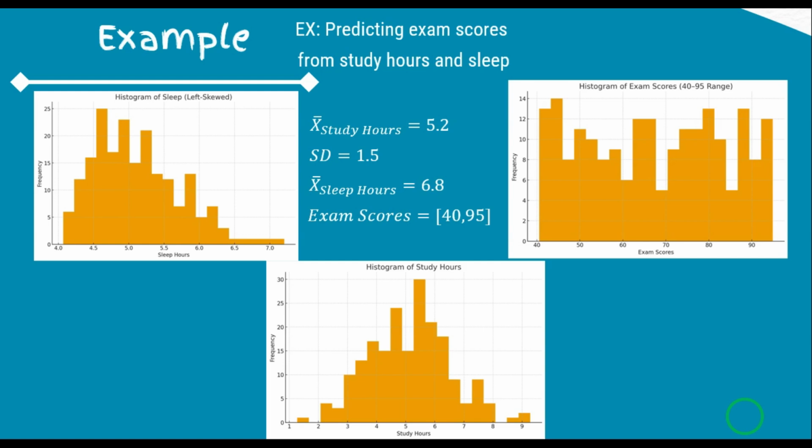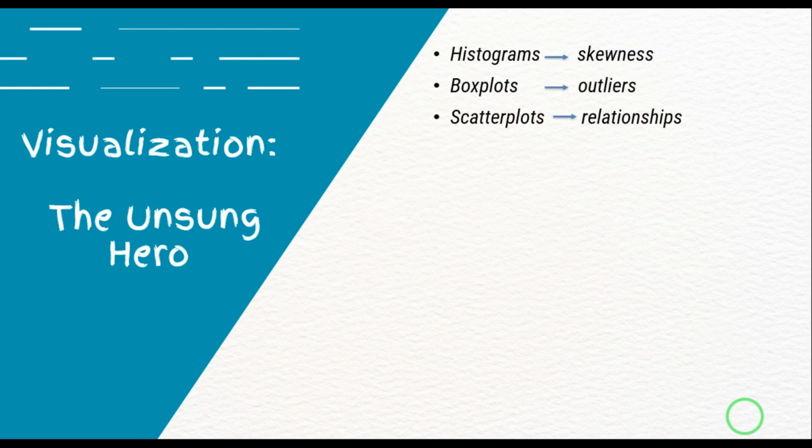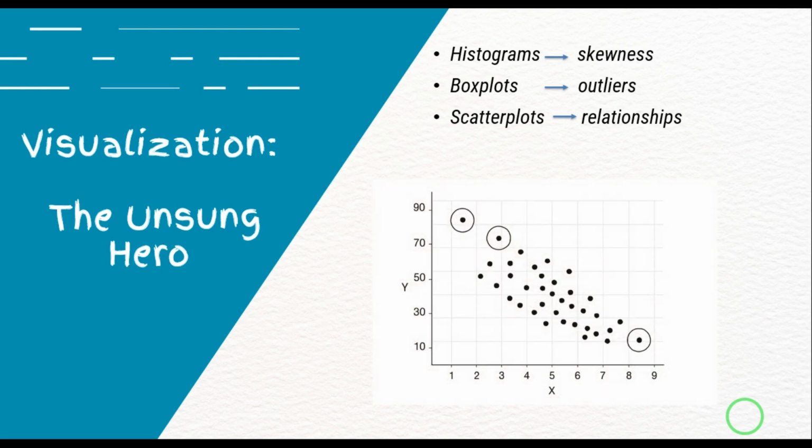But here's the point. Numbers alone aren't enough. You need visualizations because visualizations make patterns pop instantly. So descriptive statistics and data visualizations go hand in hand. For example, histograms reveal skewness, box plots expose outliers, and scatter plots show relationships. These are not just pretty charts, they tell you whether your ML assumptions will hold or not.